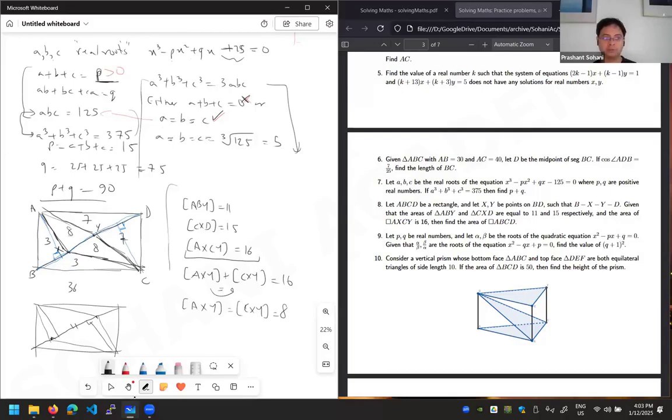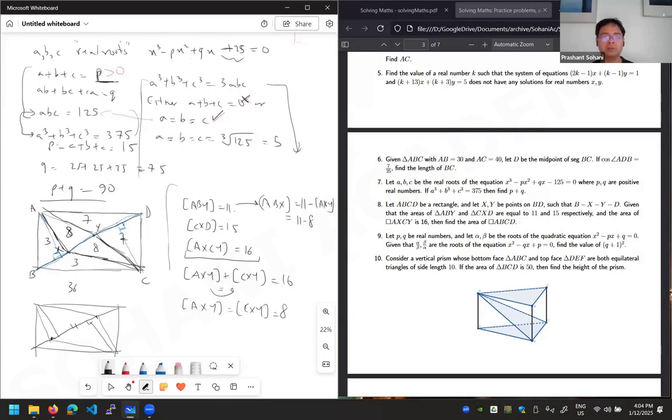Okay, so therefore once you get AXY as 8, and then we know that total ABY is 11, from this the remaining ABX can be computed. So ABX will be 11 minus AXY.